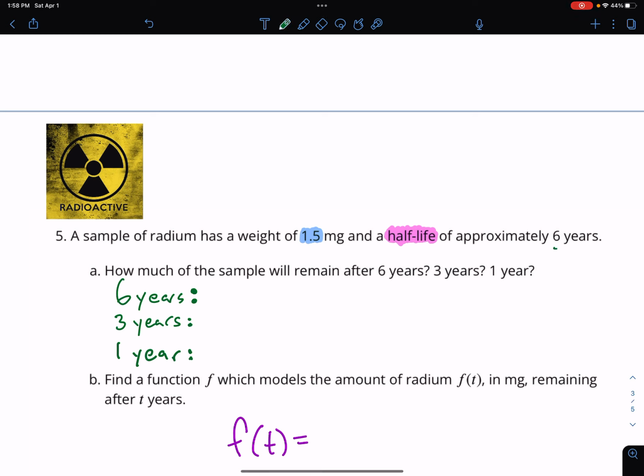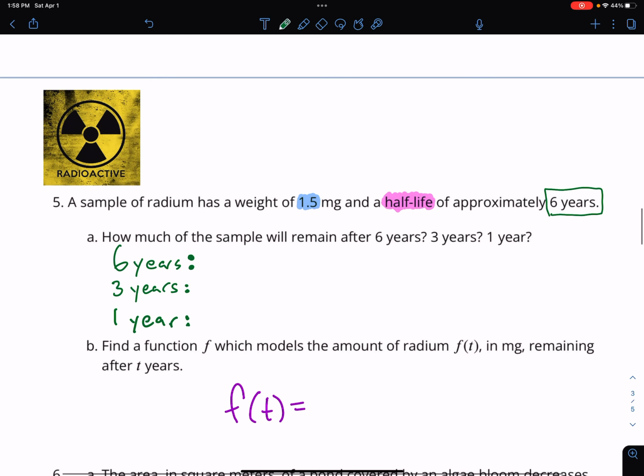Sorry for the delay here. 6 years. Let's write our equation. How much of the sample will remain after 6 years? All right, so 6 years. They told us it takes 6 years, it'll be cut in half. A half-life means we cut it in half in 6 years.